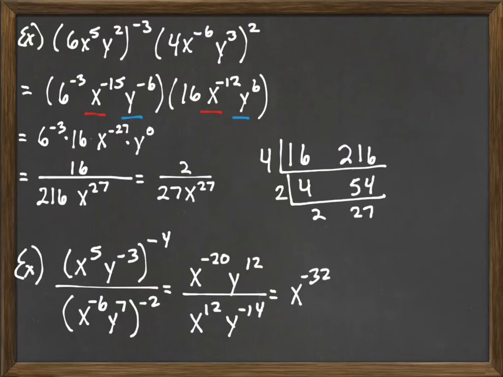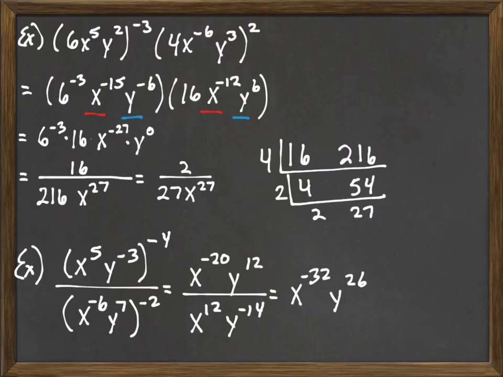And then we move to the y's. Y to the 12th over y to the negative 14th. 12 minus a negative 14 will become 12 plus 14. We'll make that y to the 26th power.